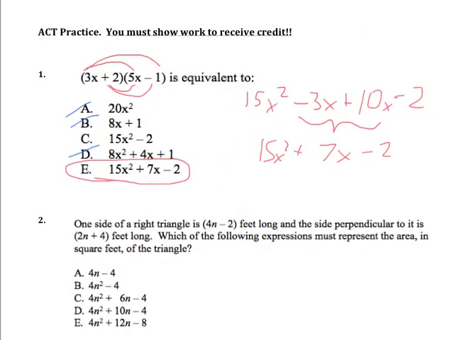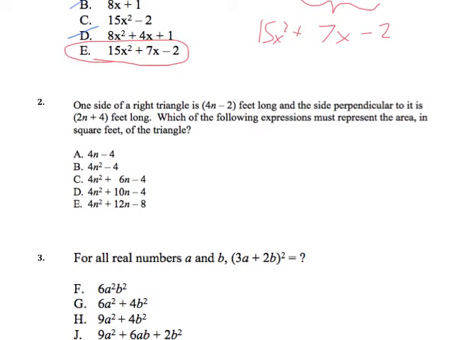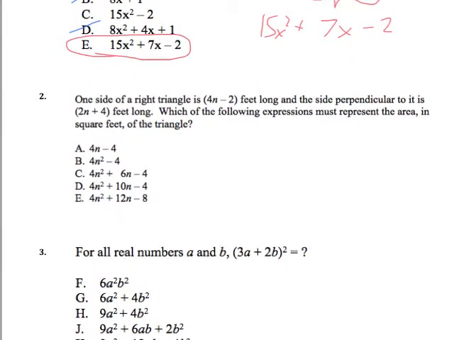Moving on. All right, number 2. One side of a right triangle is 4n minus 2 feet long, and the side perpendicular to it is 2n plus 4 feet long. Which of the following expressions must represent the area? All right, so a couple things. We have a right triangle, and it's talking about area. So I like to draw a picture of my right triangle.